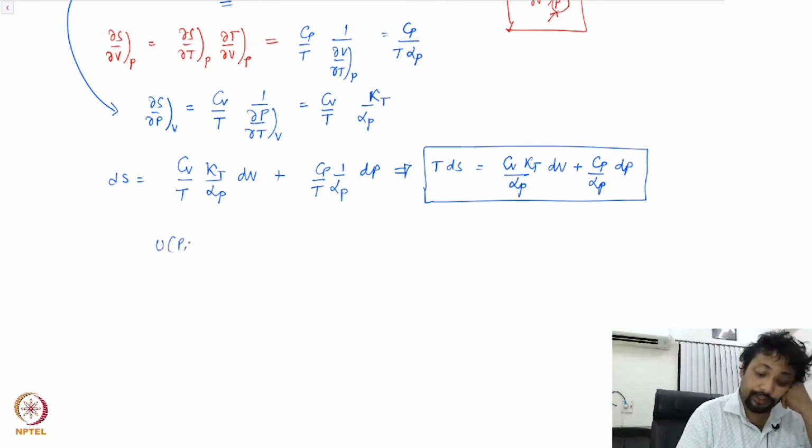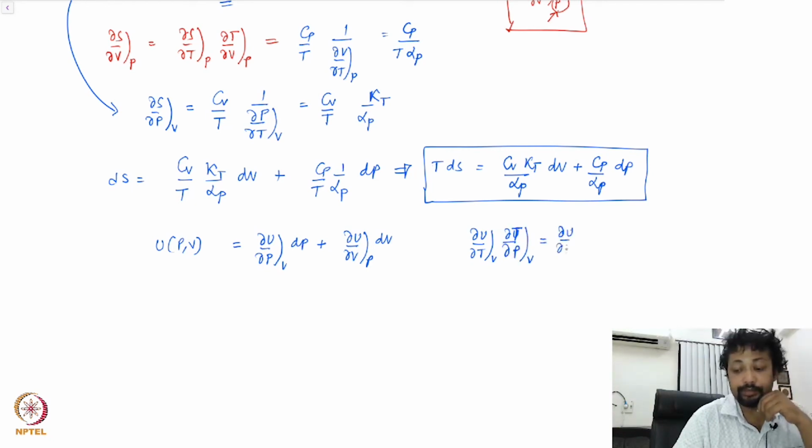U as a function of P and V, one can still do the exercise. Here I have ∂U/∂P at constant V dP, plus ∂U/∂V at constant P dV, and here I want to use again ∂U/∂T at constant V times ∂T/∂P at constant V is ∂U/∂P at constant volume. So this one you know, this is Cv.